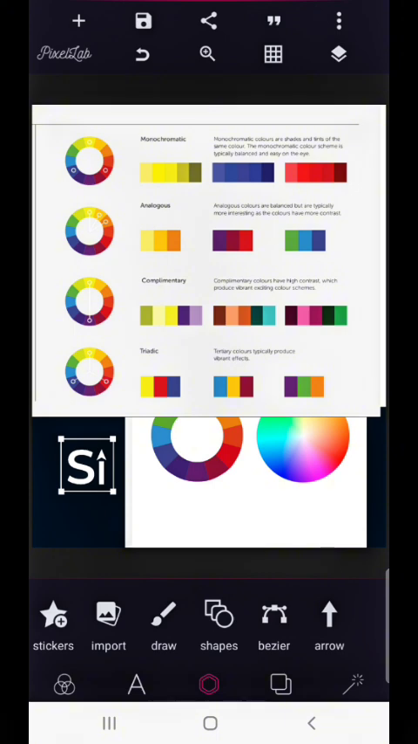So the last one is triadic color, and this triadic color typically produces vibrant effects. So they can actually combine a part of the primary colors, the yellow, the red, and the blue, to make up the colors that you're going to use for design. So if you're making a design, or maybe you see any design along the way, you should be able to analyze: okay, they used monochromatic color here, or they used triadic color here. Is this complementary color or analogous color?